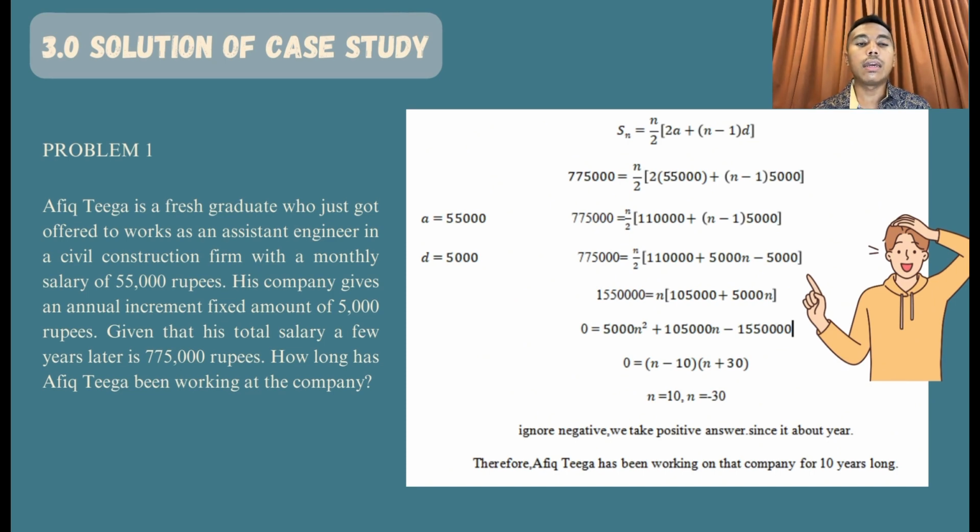After that, we use a calculator with the mode equation. We take n as the unknown, then we get 2 answers. The 2 answers are 10 and negative 30. Since it's about years, we need to take the positive and ignore the negative. Therefore, Afiq Tega has been working at that company for 10 years.